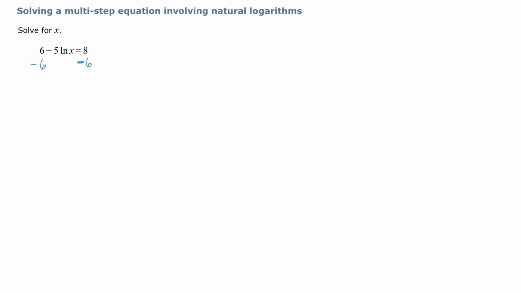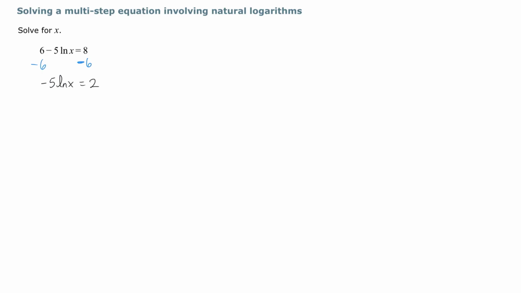In this case, the variable looks like a function. Our function is the natural log of x. So it'll be nice to get the natural log of x by itself. So far we have what? We have -5 times the natural log of x is now equal to 2.